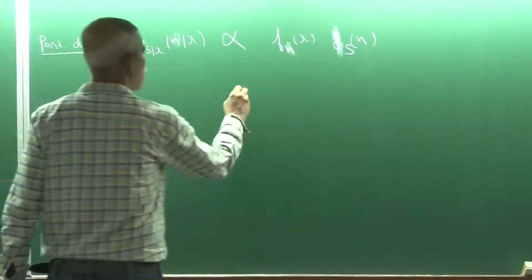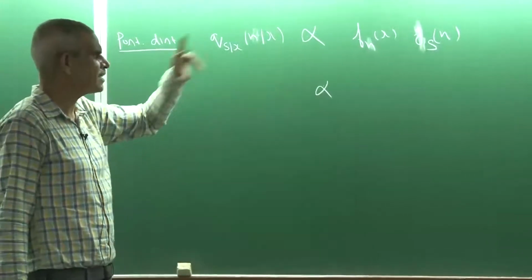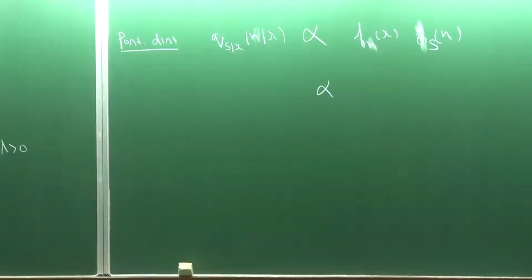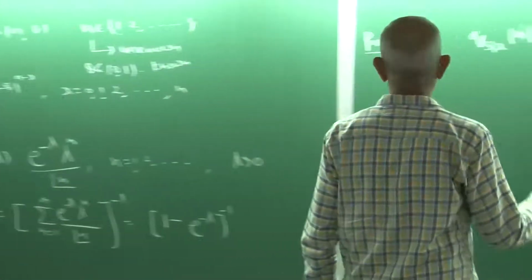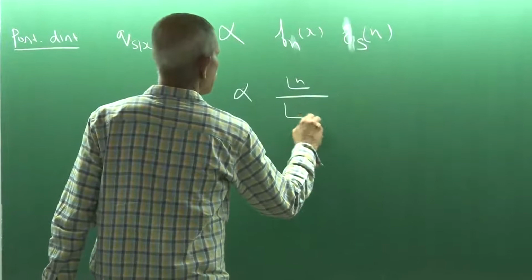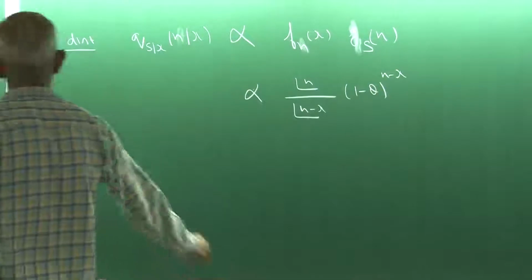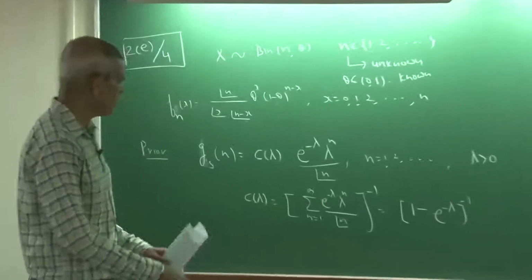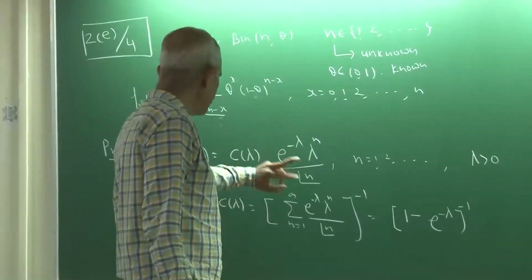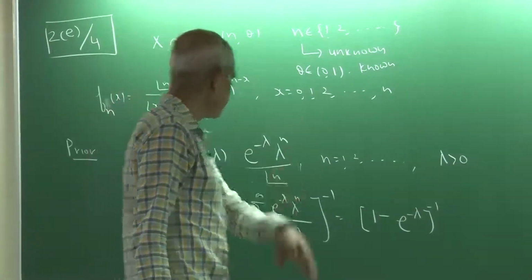And how much is that? I just need to consider only terms involving n, because I am considering it as a function of n and x is a constant. The terms involving n in f_n(x) are n factorial upon (n minus x) factorial, then (1 minus theta) to the power n minus x. And c(lambda) I did not bother about because it doesn't involve n. e to the power minus lambda doesn't involve n either. So lambda to the power n by factorial n.